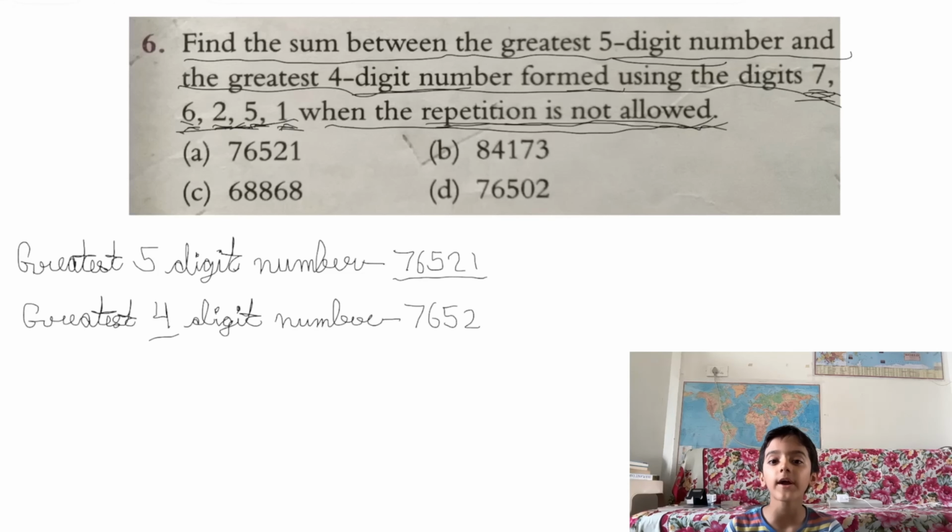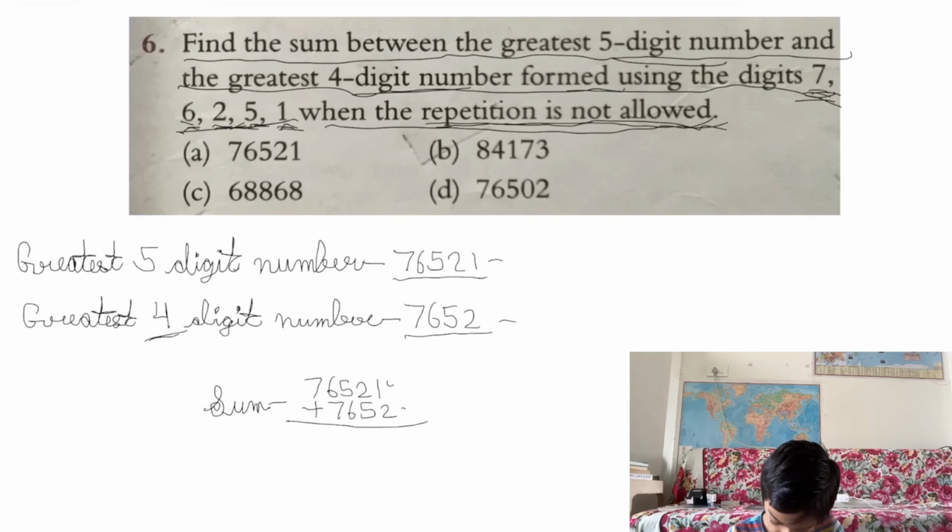Here I did not write 1 because if I would write 1, then it would become a 5-digit number. But I want the greatest 4-digit number. So the greatest 4-digit number is 7,652. Now they are saying we have to find the sum of these two numbers. So let's do the sum.